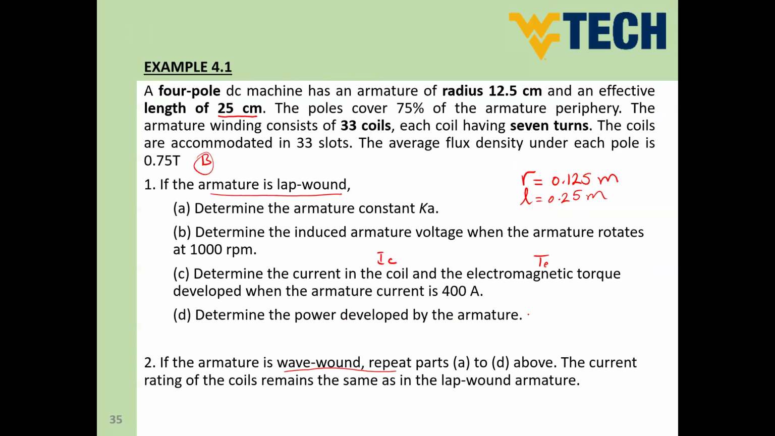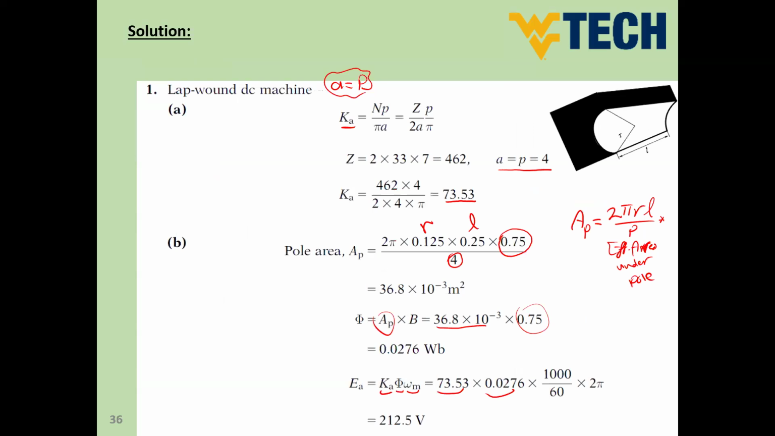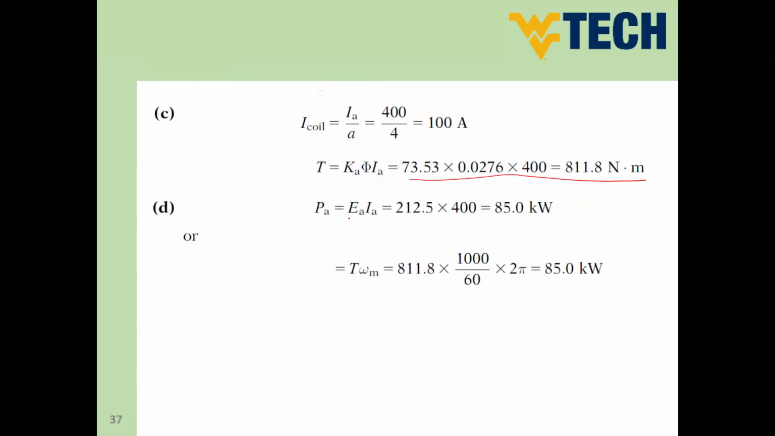Part D, determine the power developed. You know that we mentioned power developed can be EA times IA or equals developed torque or electrical torque times omega M. So you can get it by any way. We already calculated EA. We have IA equals 400. We calculated the torque and we have omega M, or speed, equals 1000 RPM, so we can get it using this speed. So whatever the way you would like to calculate, we can say PA now equals EA times IA, so 212.5 volt times 400 amperes, so this is 85 kilowatts, or torque equals 811.8 times speed 1000 RPM times 2 pi divided by 60, so we would have the same amount of developed power.